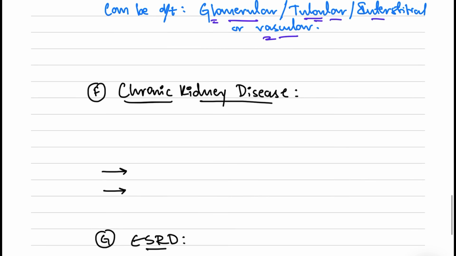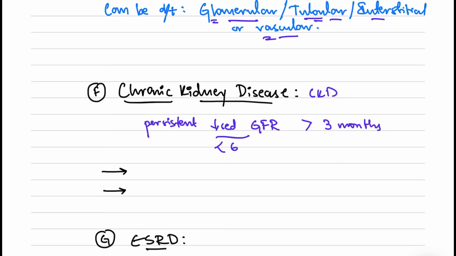Then further, the disease can progress, leading to chronic kidney disease. We call it CKD, and this is due to a persistently decreased GFR for more than 3 months. The GFR is grossly reduced to less than 60 ml per minute per 1.73 meter square. What is this? This is the body surface area of a man. So when the GFR is reduced to less than 60 ml per minute for more than 3 months, it results in chronic kidney disease.